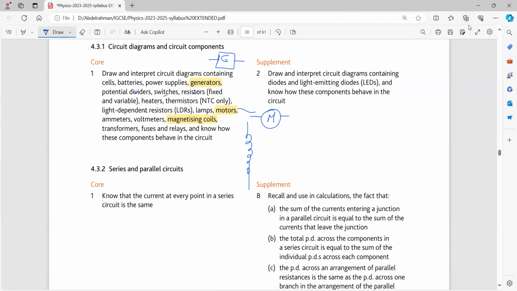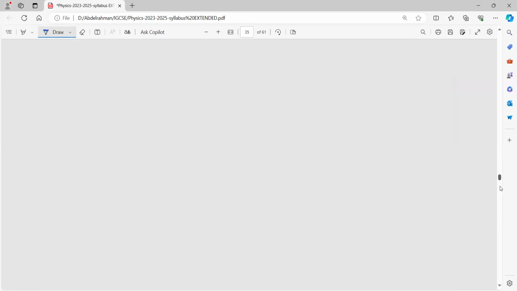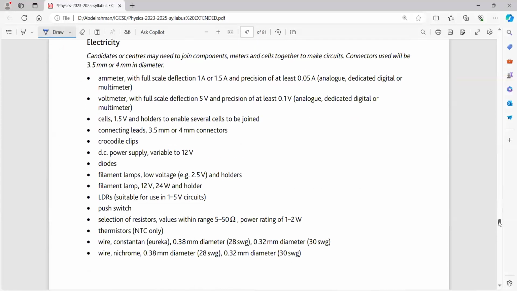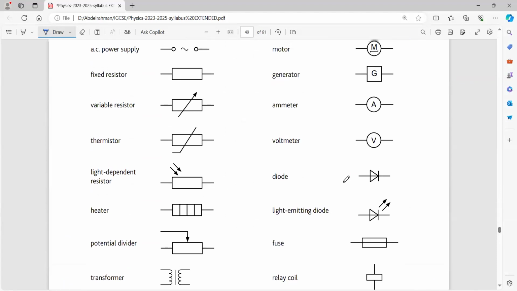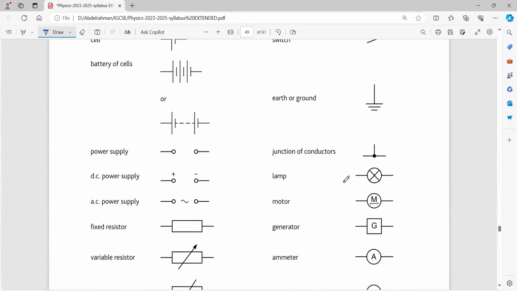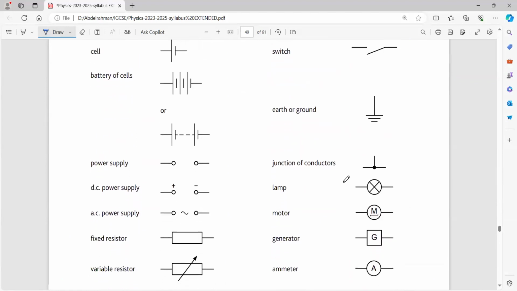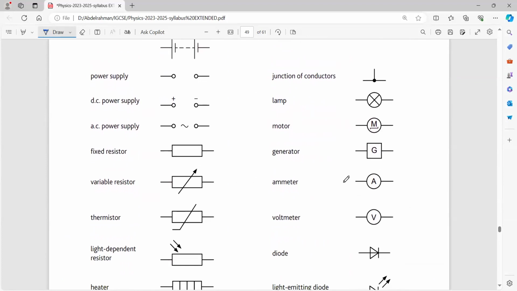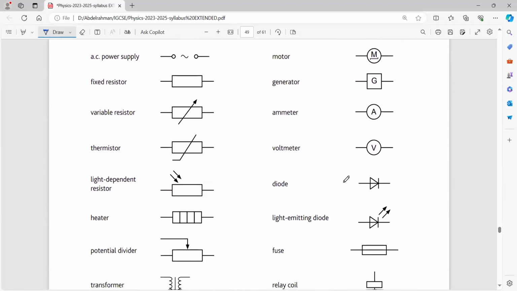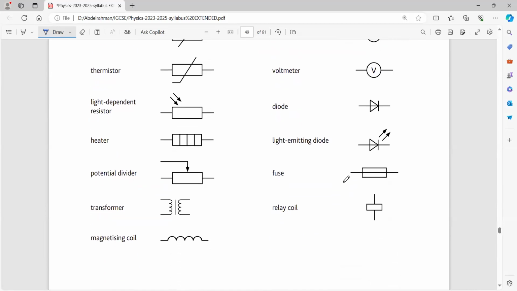Actually, let me help you out here. We can use the symbols provided here. Take a look at them quite quickly. These are all the symbols you are required to know. Cell, battery, switch, earth, ground, power supply, DC power supply, AC power supply, lamp, motor, generator, ammeter, voltmeter, diode, LED. These are all the electrical symbols you are required to know. Okay, that's it.